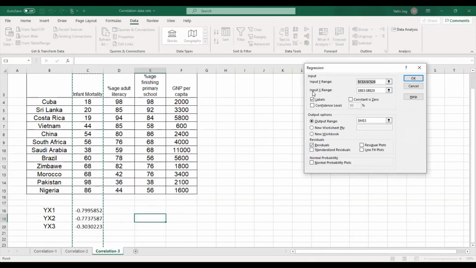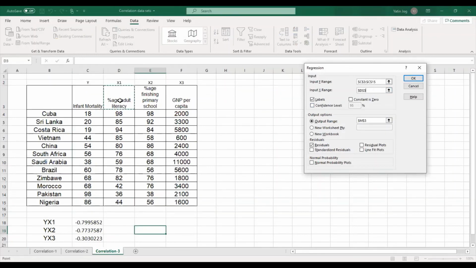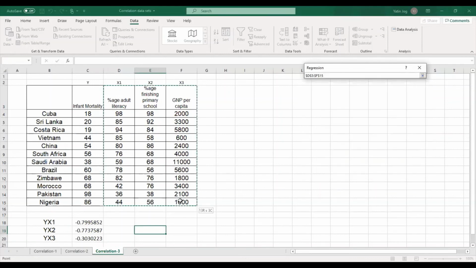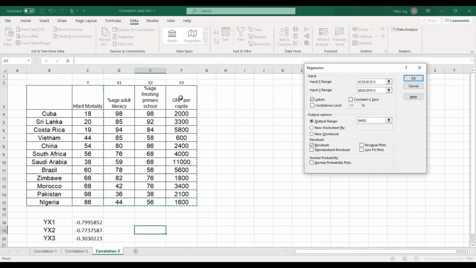Input range of Y. So this is my Y. I'll select Y with label. And input X range. In case of input X range, I have to select all the independent variables in one shot, with values and including labels. There are three independent variables. I'll select all three columns with values, with labels.